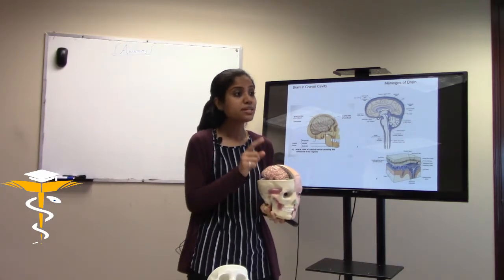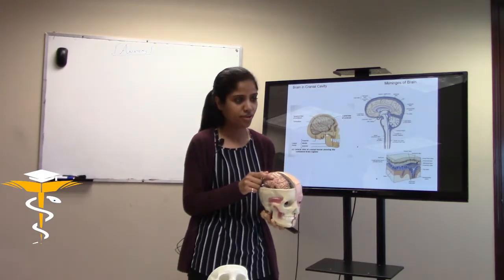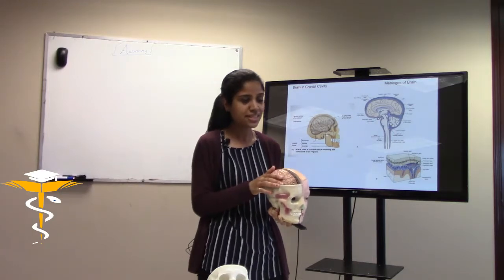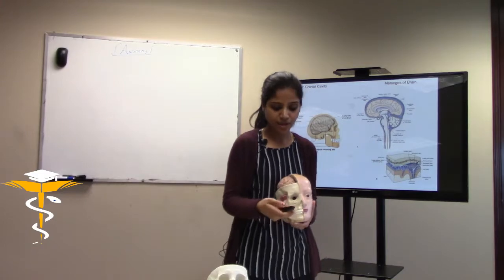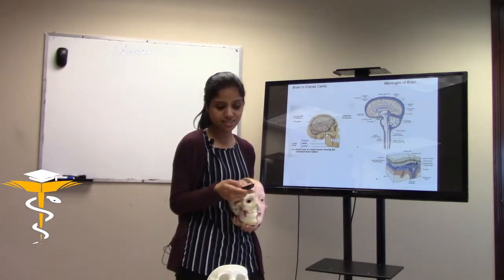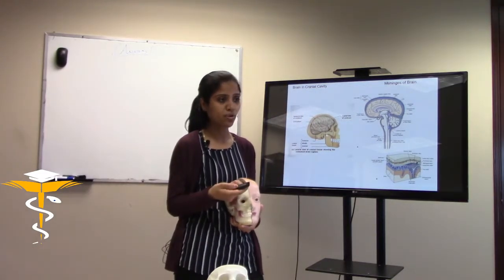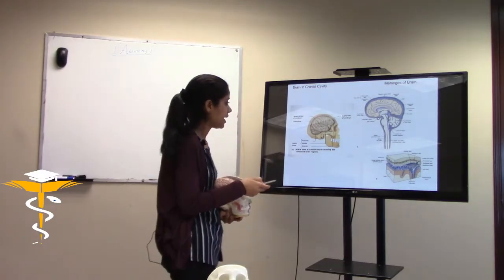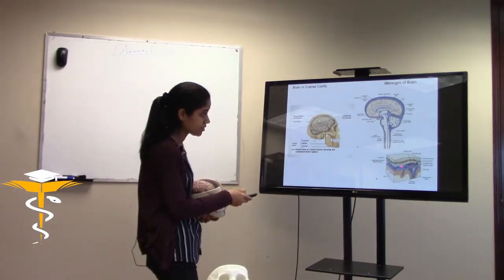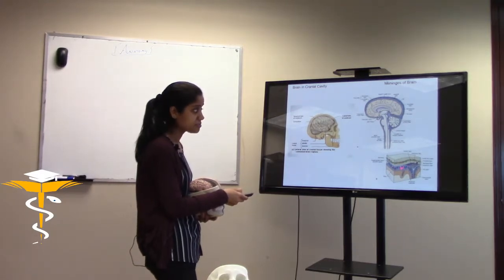It is deep to the second layer, that is the arachnoid mater, and the name of the space is subarachnoid space. Remember, the name itself suggests it: sub means below, arachnoid, the space below the arachnoid mater. This is your subarachnoid space, and it is a large space filled with the cerebrospinal fluid.